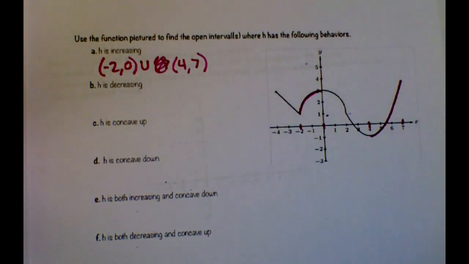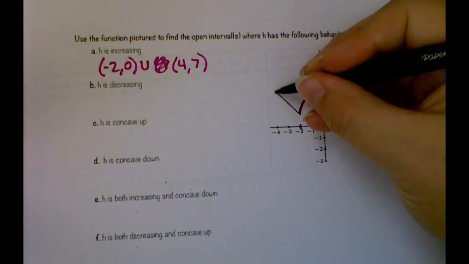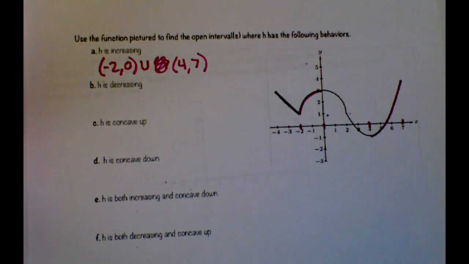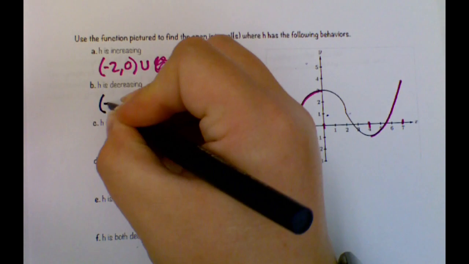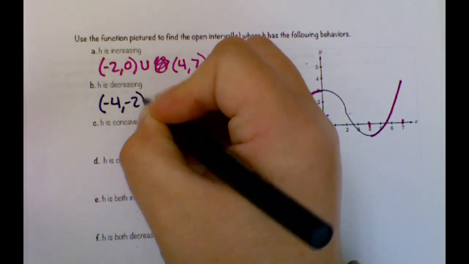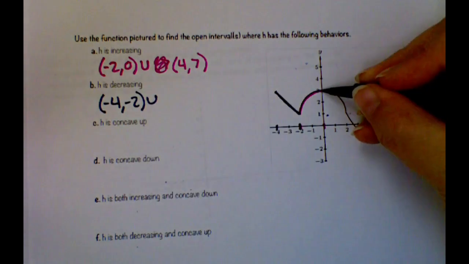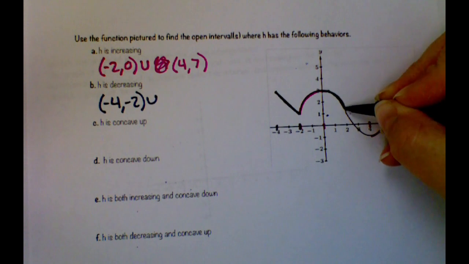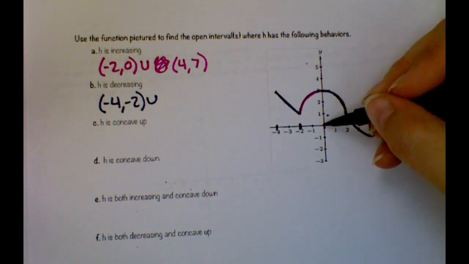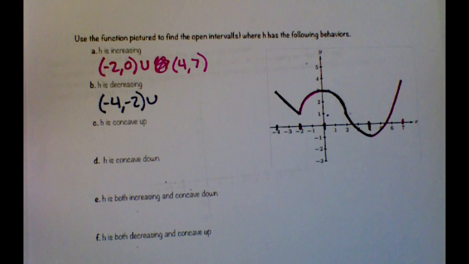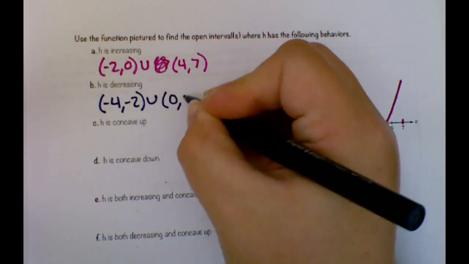Decreasing, very similar, just where it's going down. Well, it is going down from left to right on that piece right there, which starts at -4 and ends at -2. So -4 to -2. And then it starts going down again here. Even though it does something funky, it's still going down. So it's going down from x being 0 until x is 4. So our second interval is 0 to 4.